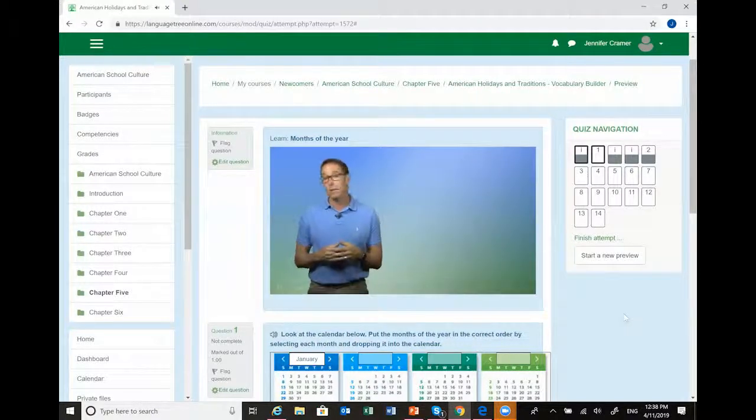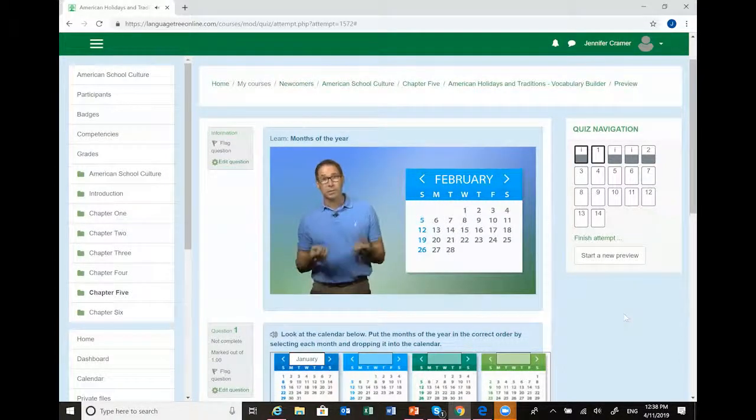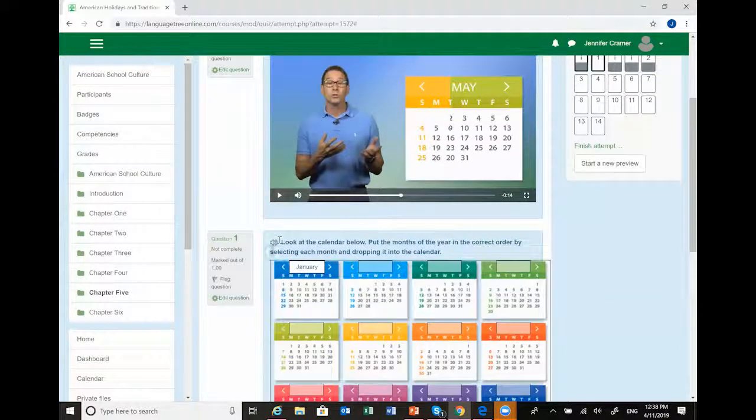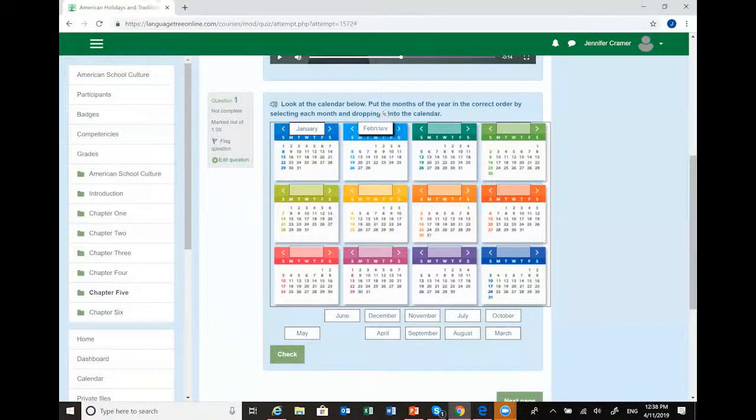Let's review the months of the year. January, February, March, April, May. So again, what would be natural for the holidays are the months of the year, and then having the drag and drop exercise. Look at the calendar below. Put the months of the year in the correct order by selecting each month and dropping it into the calendar. You can see how that works. Whoops, I let go too soon.